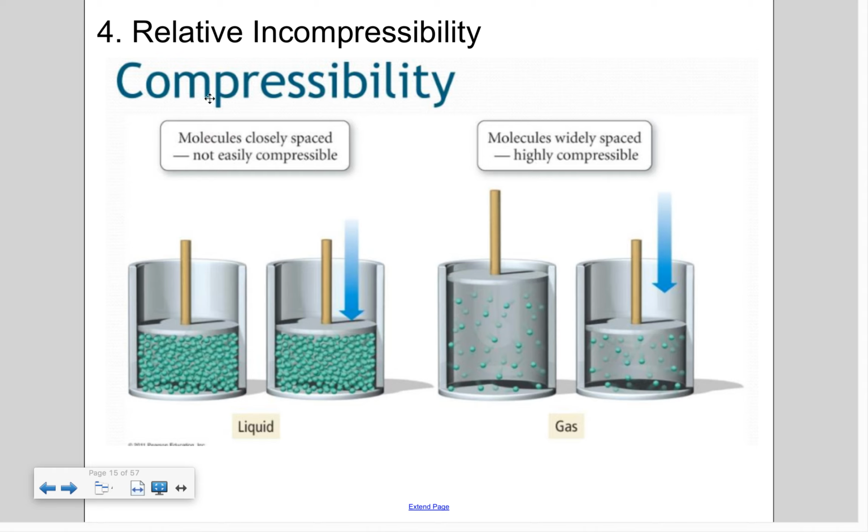Relative incompressibility. Molecules that are closely spaced are not easily compressible as they were with gases. I showed that short little clip about how you can store a large amount of oxygen in a container for scuba diving. But over here with liquids, that's not the case.